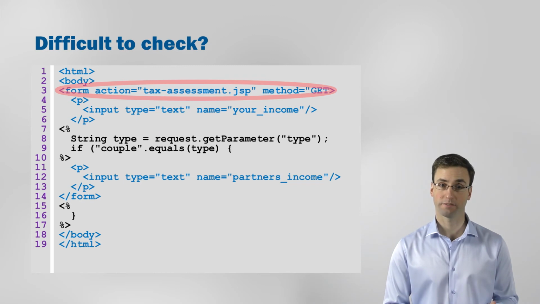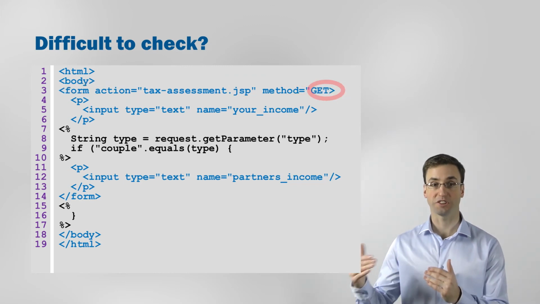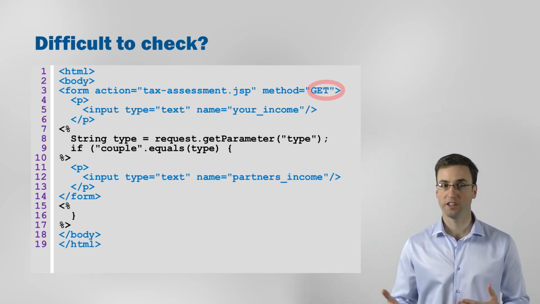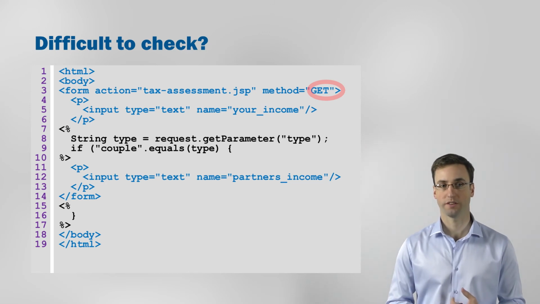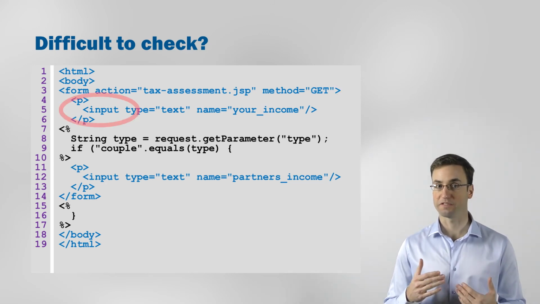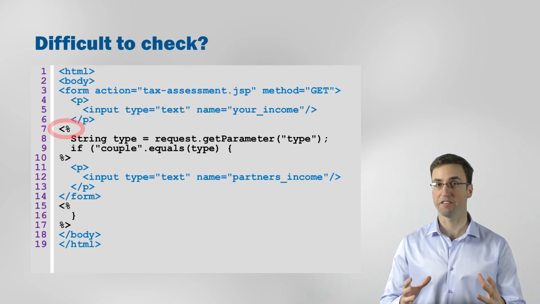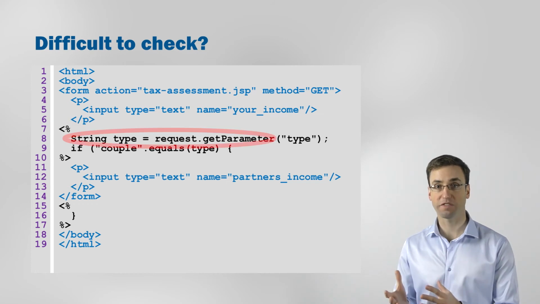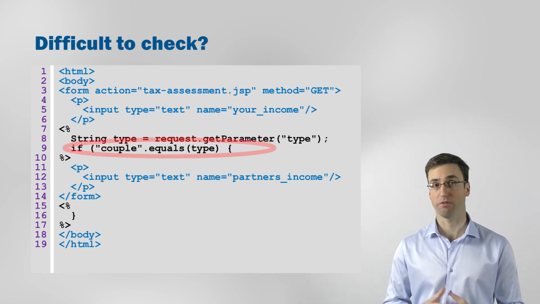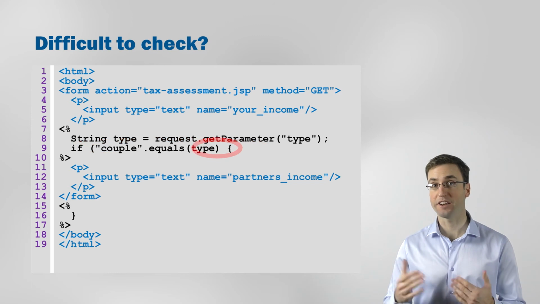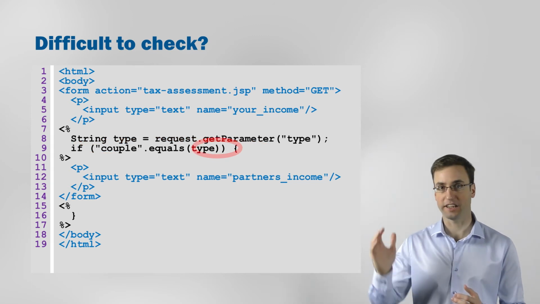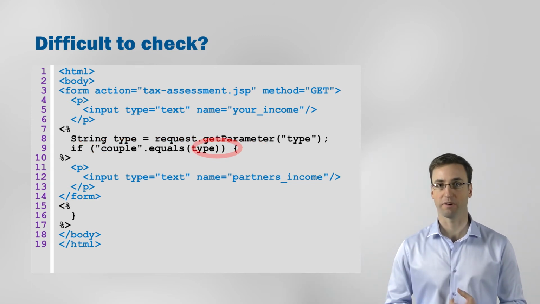Can you see it? The method equals get, it's missing a closing quote, so we just need to insert a double quote. Lines 4, 5, and 6, they look fine. We can see in line 7 we're opening a Java fragment, so inside it we've got some Java code. Line 8 looks fine, but line 9 has a problem. Line 9 is missing a closing bracket, and we need to insert that closing parenthesis.